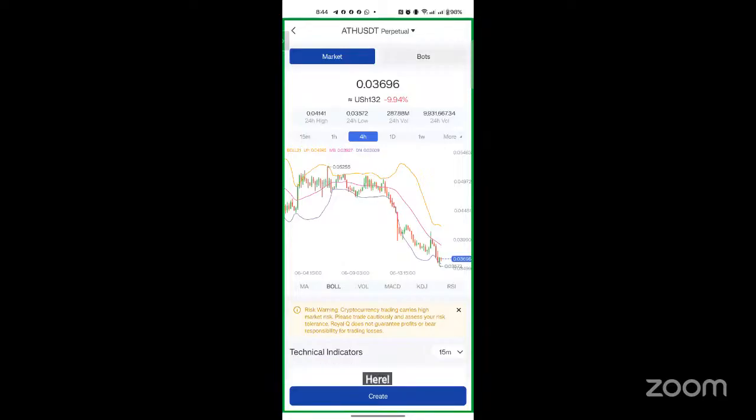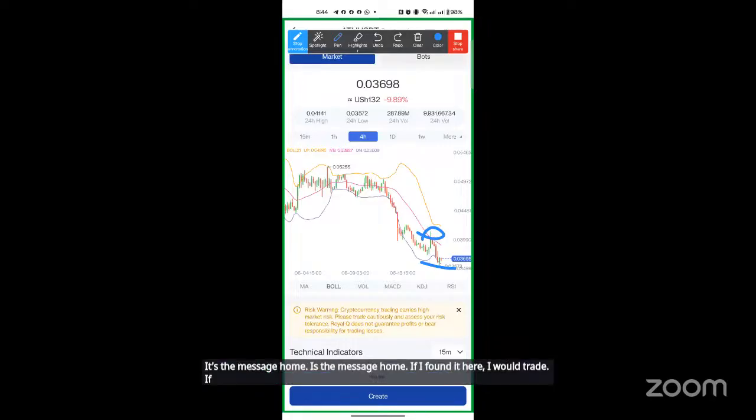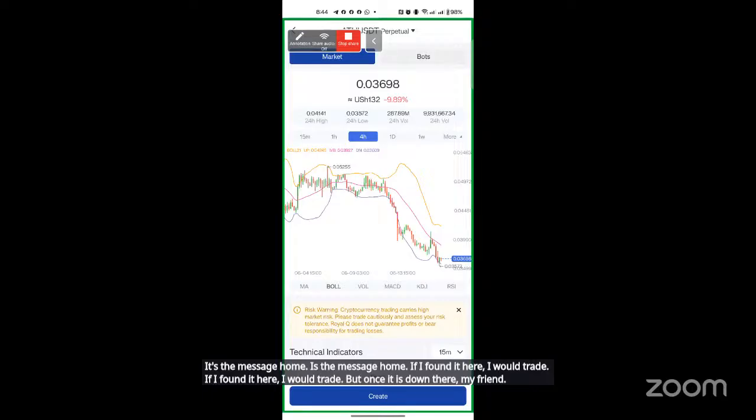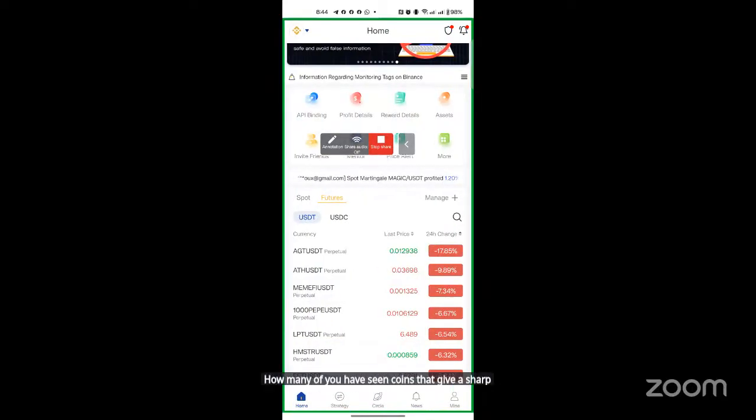Here. If I had found this coin around here, I would trade. But if I find it here, I run for my life. Is the message home? If I found it here, I would trade. But once it is down there, my friend, how many of you have seen coins that give a sharp upper pump?